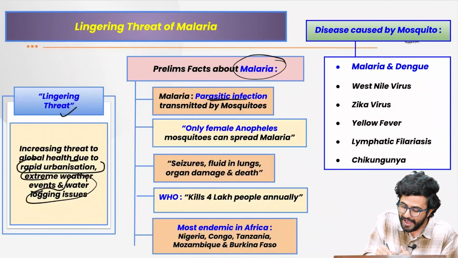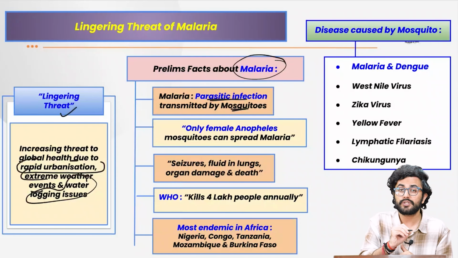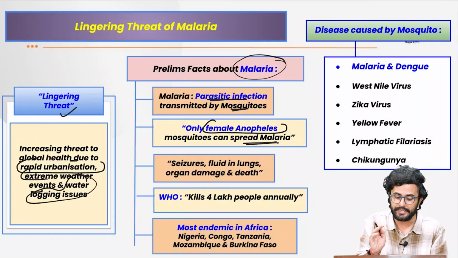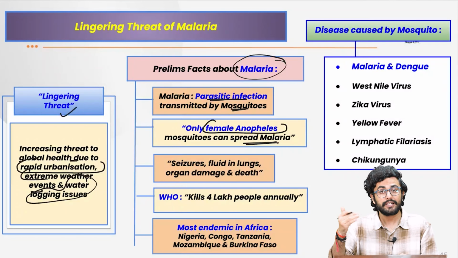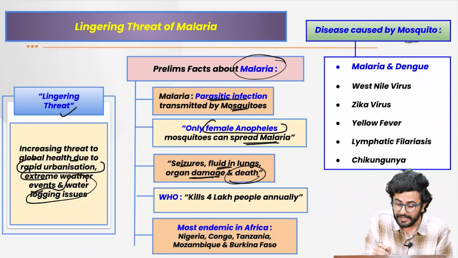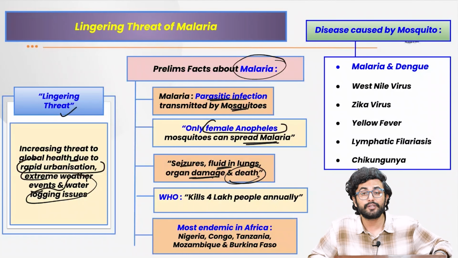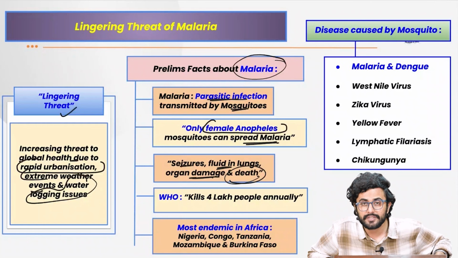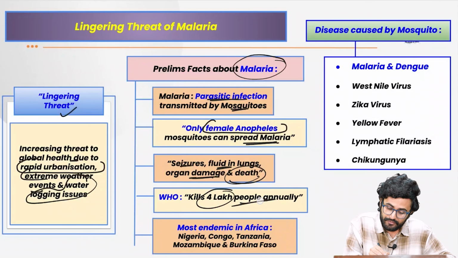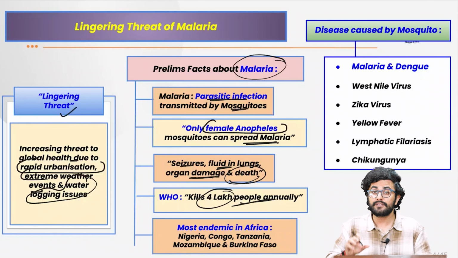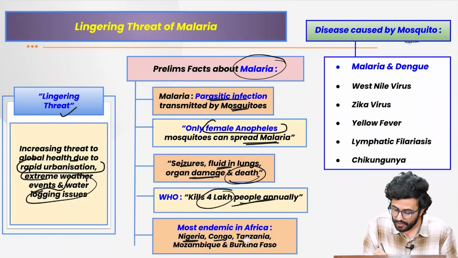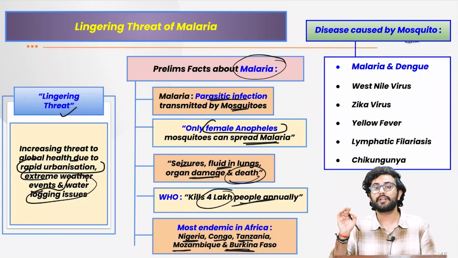So malaria is a parasitic infection which is transmitted by mosquitoes. Keep this in mind, only female Anopheles mosquitoes can spread malaria. And what does it lead to? It leads to seizures, fluid in the lungs or organ damage, and ultimately it can also cause death. As per the World Health Organization, malaria, a disease caused by the bite of a mosquito, leads to the death of more than 4 lakh people annually, and it is very much endemic in various African countries like Nigeria, Congo, Tanzania, Mozambique and Burkina Faso.